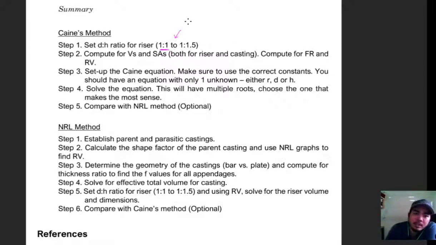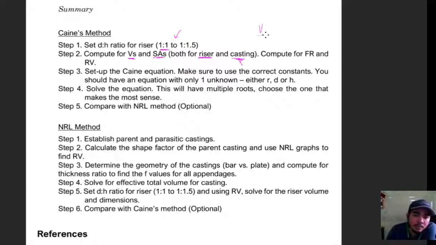So this is to ensure na you have a compact na type of riser as opposed to a tall riser or a short riser. Okay? So we compute for the volumes and the surface areas for both the riser and the casting. For the riser, you will have the unknown values for either diameter or height or radius, depending on which you are comfortable with. And for the casting, since given naman to, then you can compute for the casting itself, no? Yung mga volume and surface areas na.